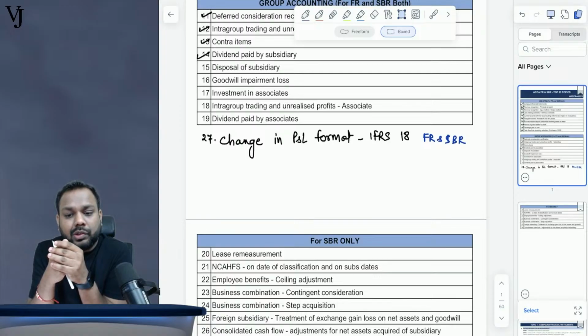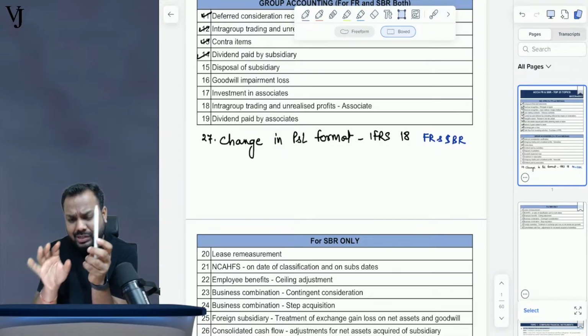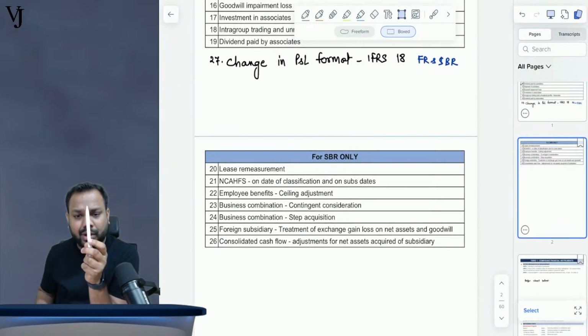Okay, can we take the concept of loss of significant influence? We'll see to that. We'll just stick to the concepts which we have decided. We will not increase or decrease any of the concepts. We'll just stick to it.